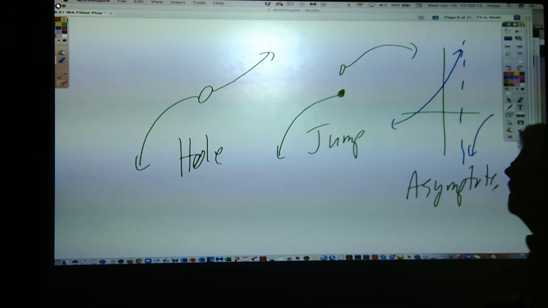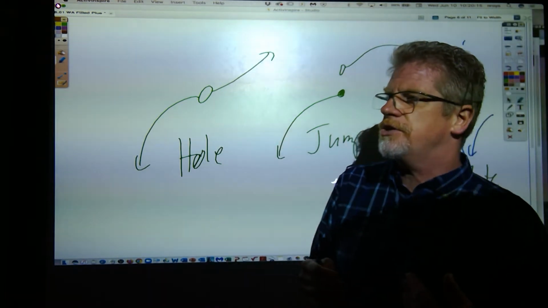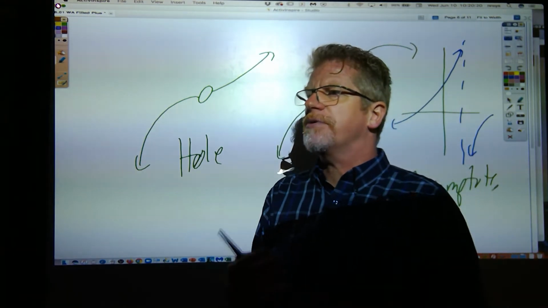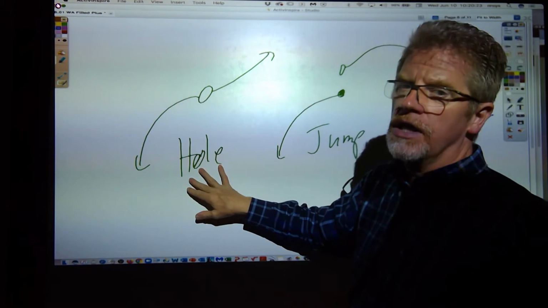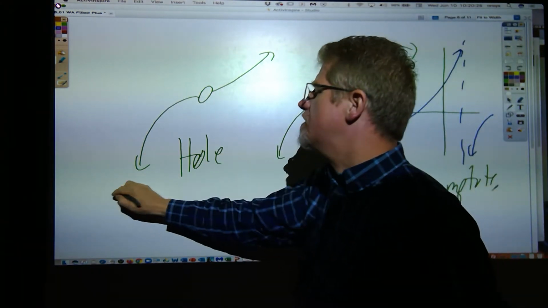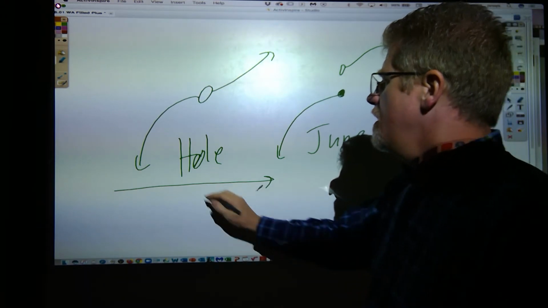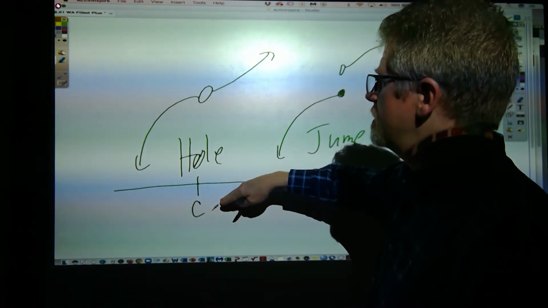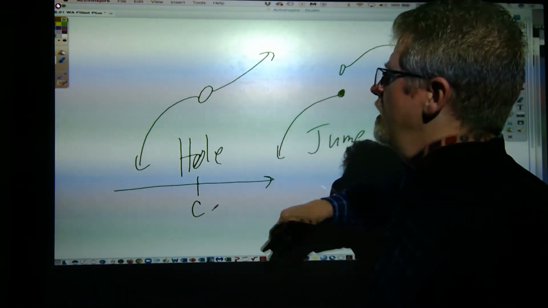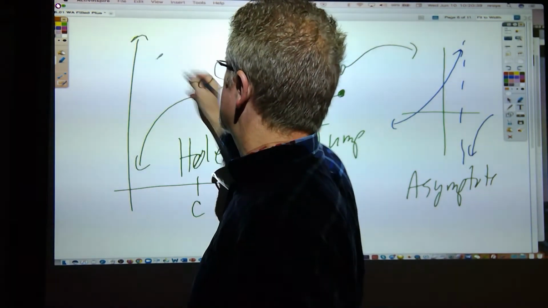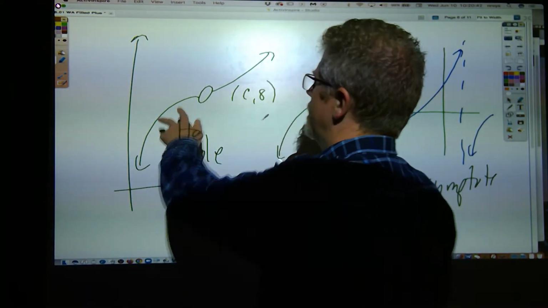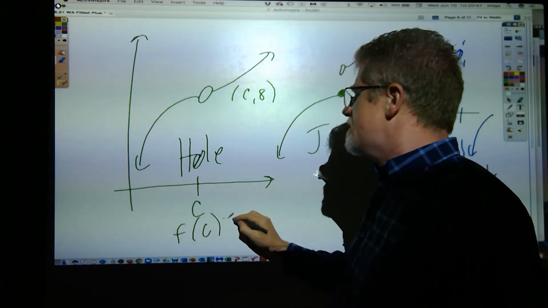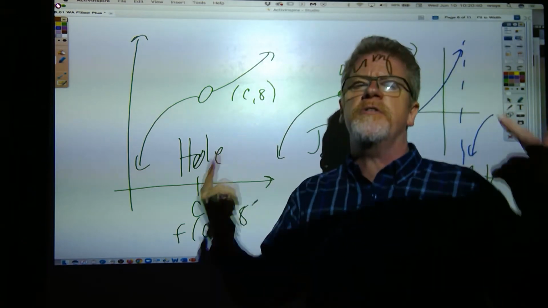Now, of these, a removable discontinuity, if you read the definition there in the text, essentially shows you that the only type of removable discontinuity is a hole, because you can remove the discontinuity by either defining f of c or redefining f of c. Right now f of c is undefined, and suppose on the y-axis this is at c comma 8. Well, if we just say we're going to define f of c as 8, that removes the discontinuity. So a hole is a removable discontinuity.